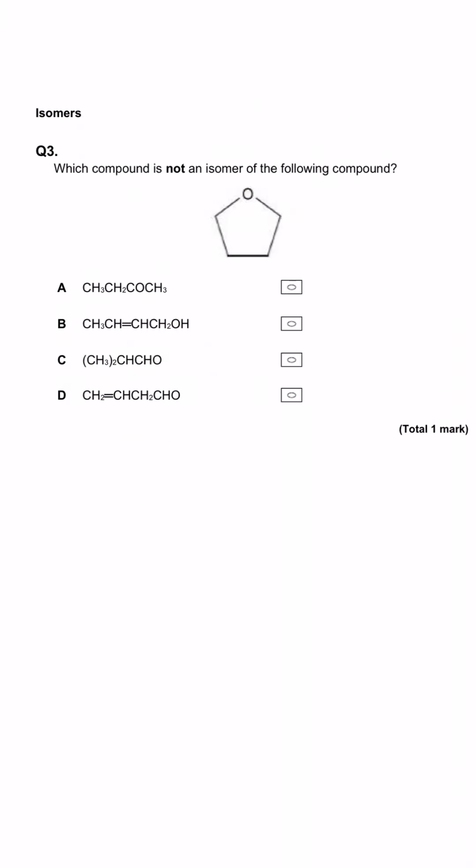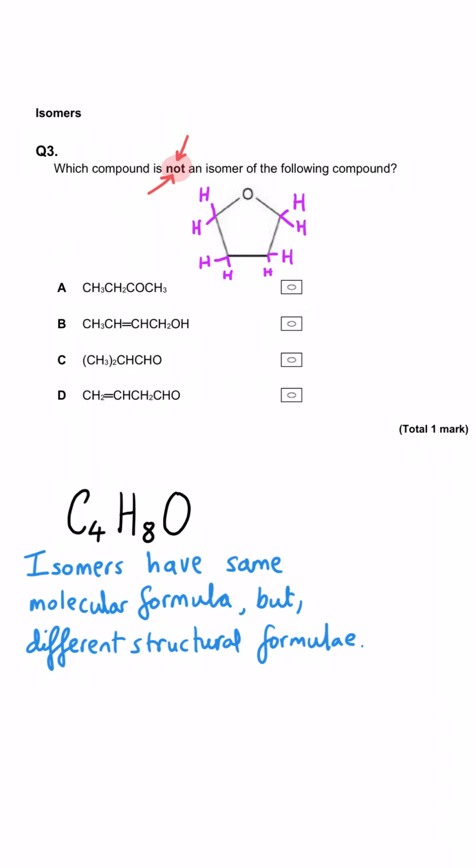Which compound is not an isomer of the following compound? So we've been shown a skeletal formula of something that looks like it's cyclic, which means it's got a carbon atom here. Now, carbon atoms have got 4 covalent bonds each, and we're only being shown 2. That means there are 2 unshown hydrogen atoms for this carbon atom. And then there's another carbon here with another 2 hydrogen atoms we need to add, same again here and same again here, and this is the oxygen. So this is C4H8O.